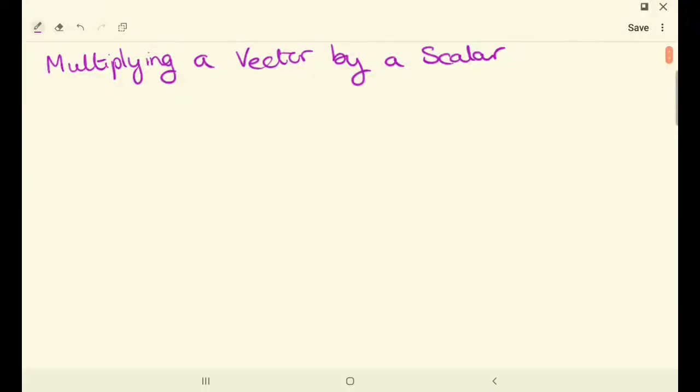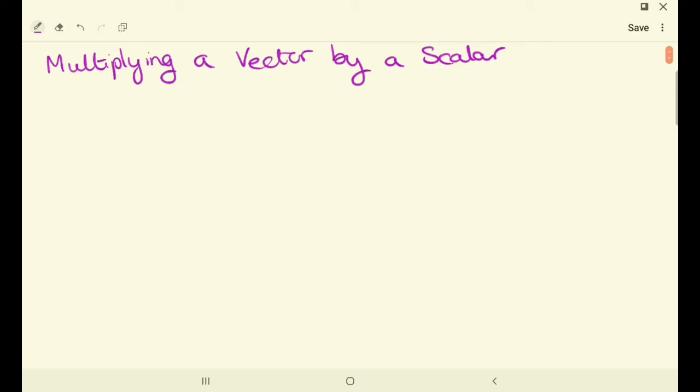So these are your examples for multiplying a vector by a scalar. At this point in your mathematical journey, you will not be able to multiply two vectors together. That will not happen until Higher or Advanced Higher or even beyond. Okay, so multiplying a vector by a scalar. How do we start and what does it mean?